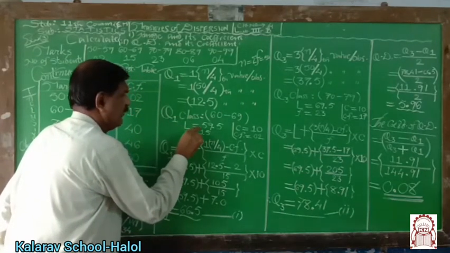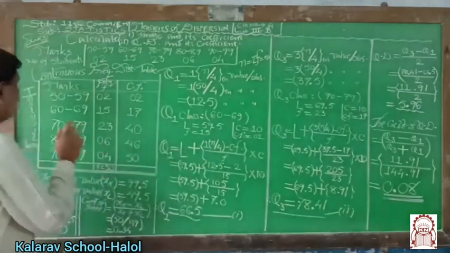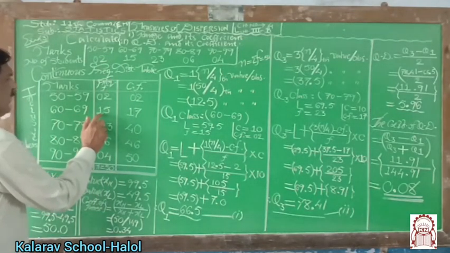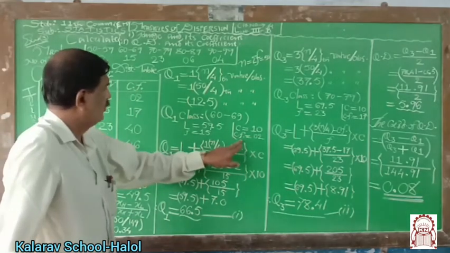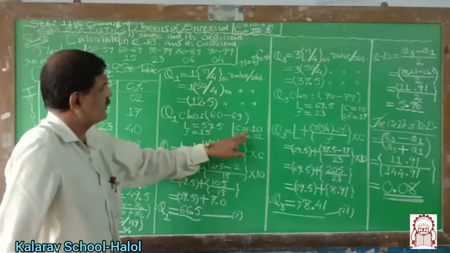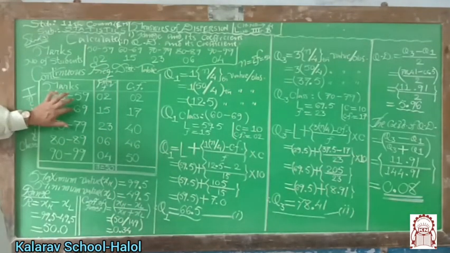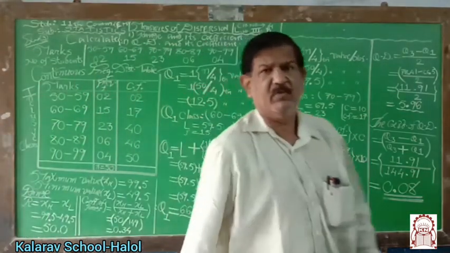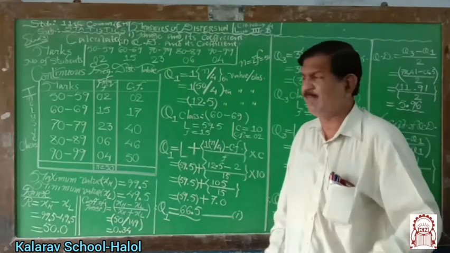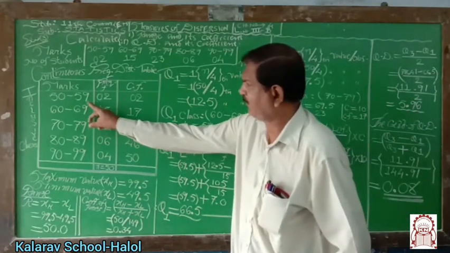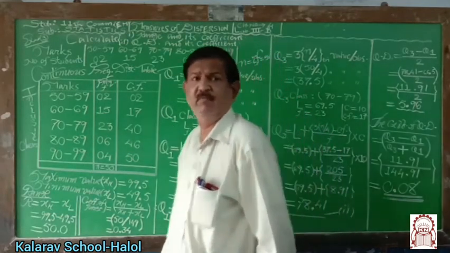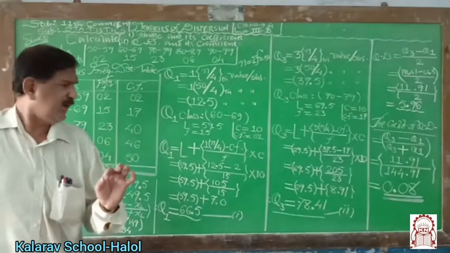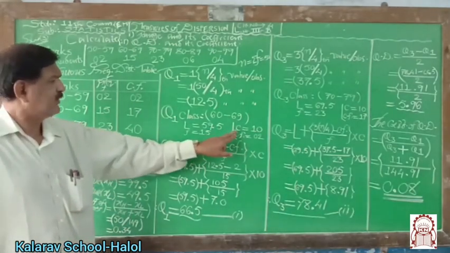Lower limit point is 59.5. F is the frequency of the class, CF is the cumulative frequency preceding the class, that is 2. C means class interval or class width, 10. Class interval: 69 minus 59, 79 minus 69. Whether it is inclusive or exclusive, class interval or class width remains the same. 69 minus 59 becomes 10, 79 minus 69 becomes 10. Class width of the same class.